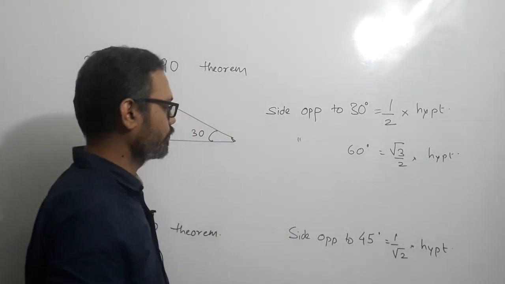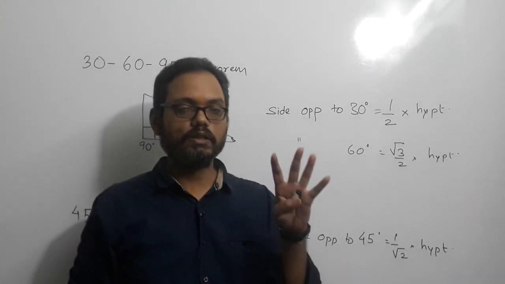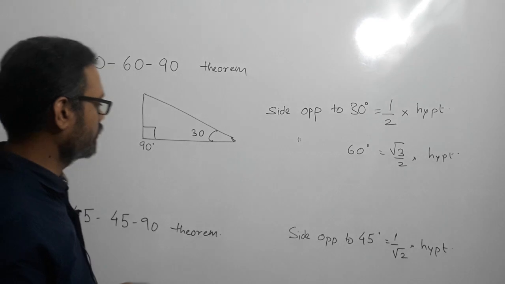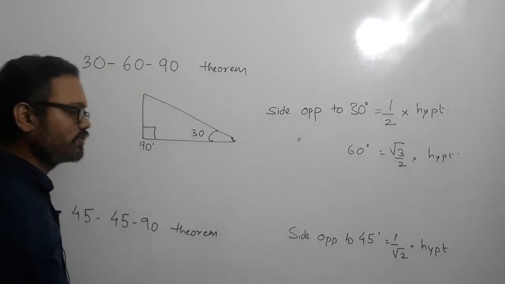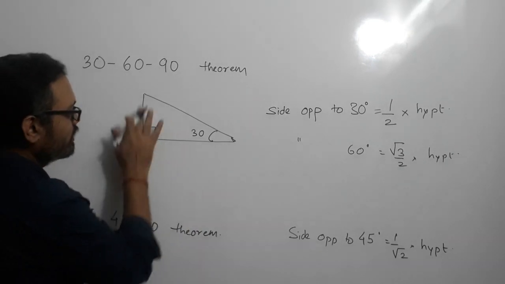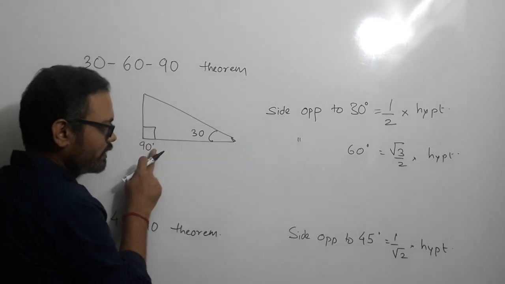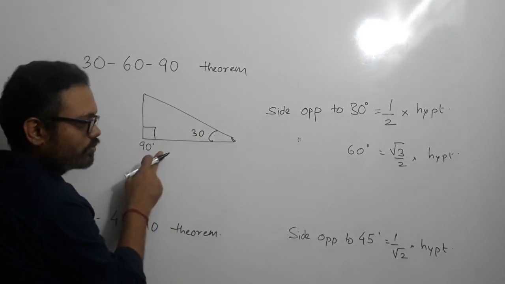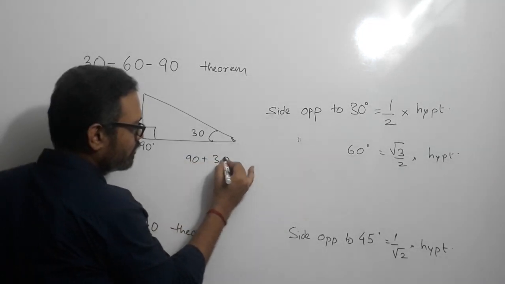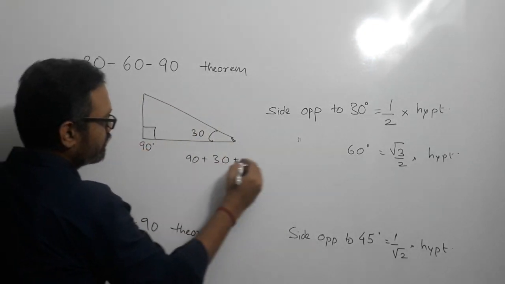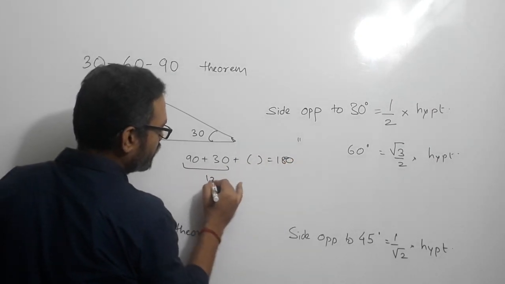Now it's just the next part, which is the values that you have to remember. Let's say, the name of the theorem is the 30, 60, 90 theorem. Let's say in a right angle triangle, one angle is 30, of course one is 90. How much is remaining? 90 plus 30 plus this angle x is 180 degree. What is this? 120.